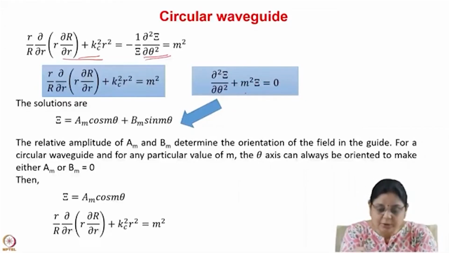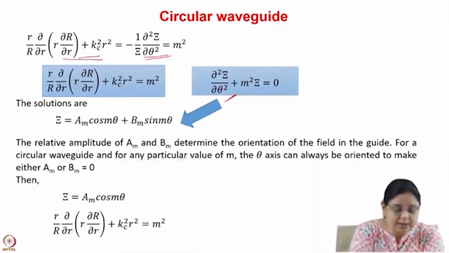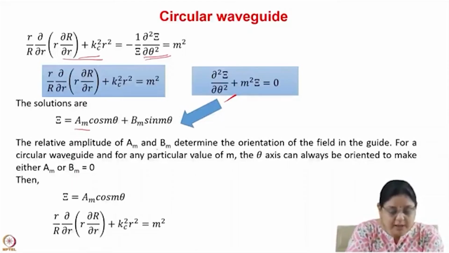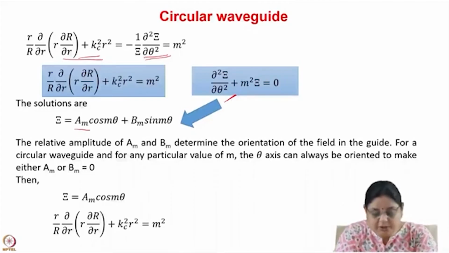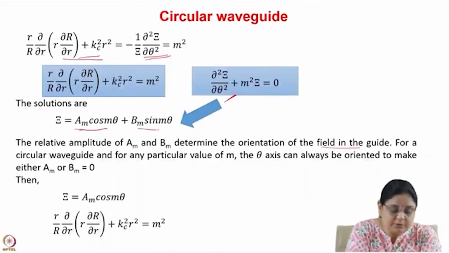is 0. Now this equation in theta is again the equation of a simple harmonic oscillator, and it has solutions of the form of cosine and sine m theta. So you can write the solution capital Theta as Am cos m theta plus Bm sin m theta. Now the relative amplitude of Am and Bm determine the orientation of the field in the guide. That means which of the two components dominates.